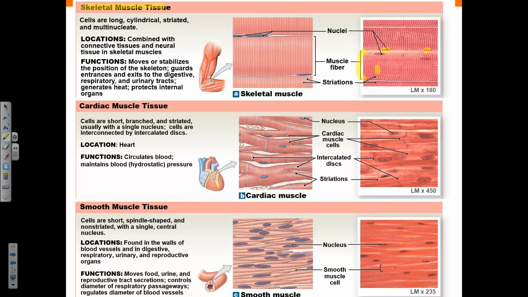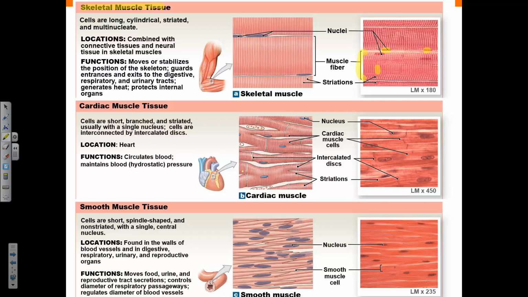The cardiac muscle tissue is found in the heart. Like skeletal muscles, actin and myosin contribute to the appearance of these striations. Cardiac muscle cells are smaller than skeletal muscle cells, and they also only contain a single nucleus per cell. They branch and connect with one another at what are called intercalated discs, and these are under involuntary control. The function of cardiac muscle is to circulate blood and maintain blood pressure through its contractions.